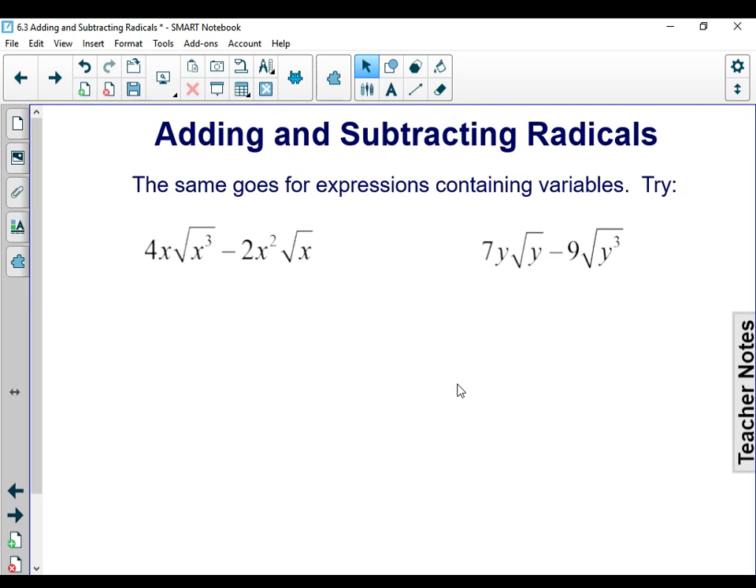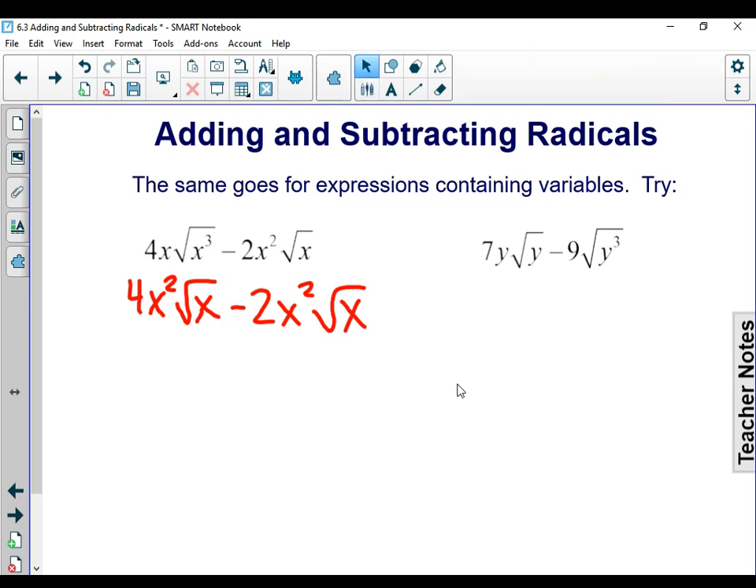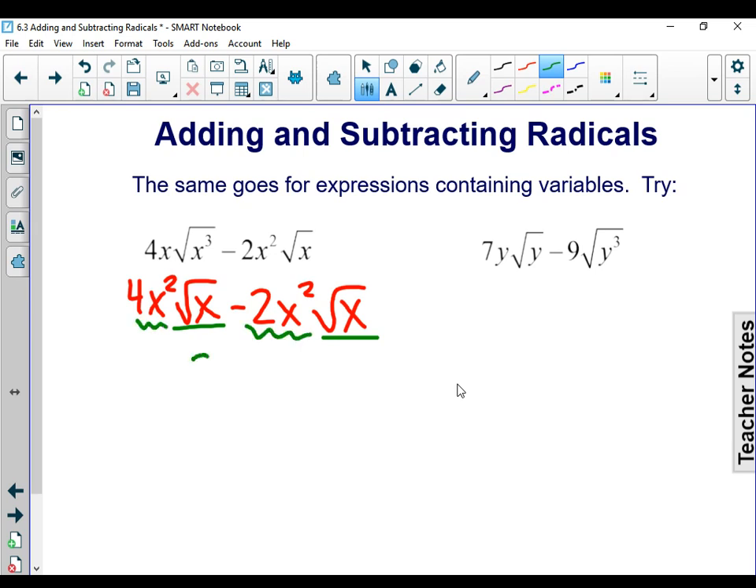Okay, so if I have 3 x's on the inside of a radical, I know that I have 2 that I can pair together and 1 left over. So if I take out an x, that becomes x squared. Same thing here, I can't do anything with all of that. So because I have the same index and radicand, and these are the same, I can combine it. So I get 2x squared square root of x.